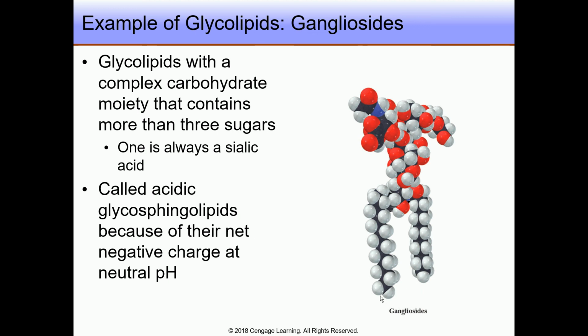Now the other category of glycolipids are called gangliosides, and they have some complex carbohydrate moieties attached to them.